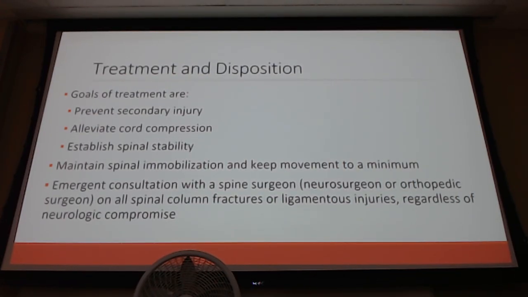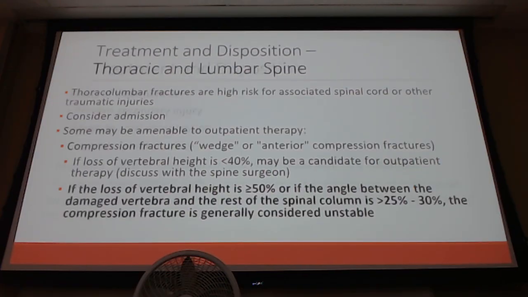And then what are our goals of treatment? Pretty much the same as for everything else, right? We just want to prevent secondary injury. So we want to make sure we limit the mobility of that spine. And then we want to get a good neuro exam and decide whether this is somebody that needs to go to the neurosurgeon or spine doctor so they can get surgery to stabilize it, or whether we need to monitor them inpatient.